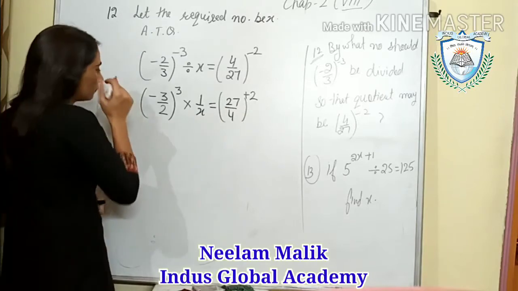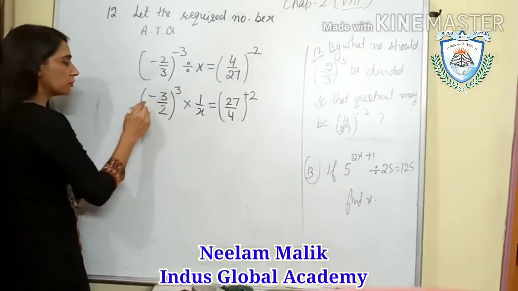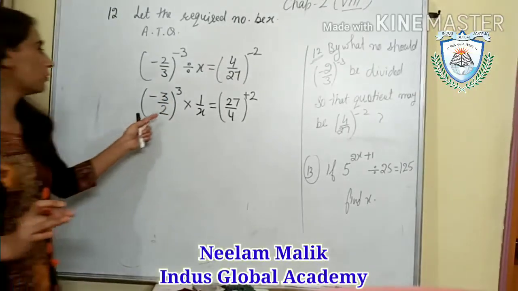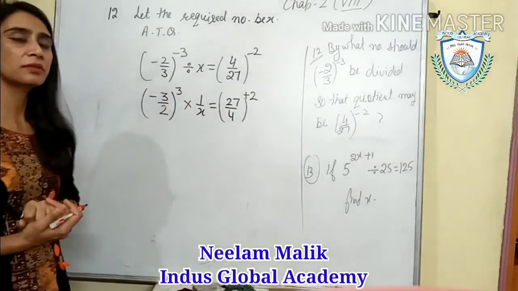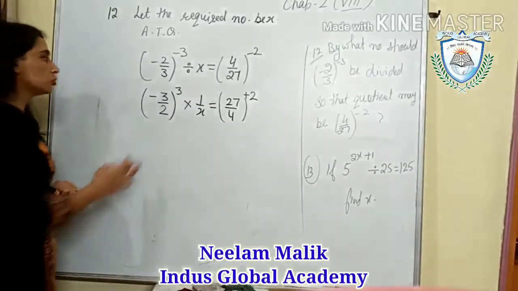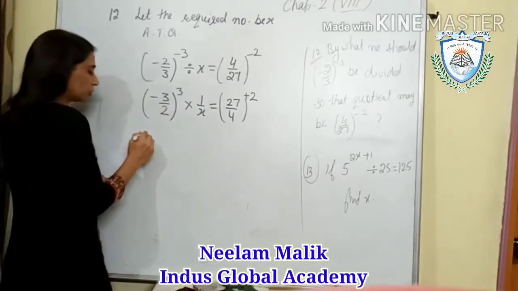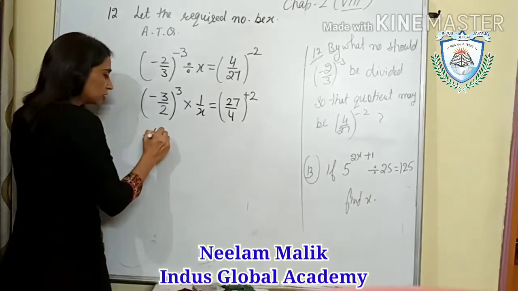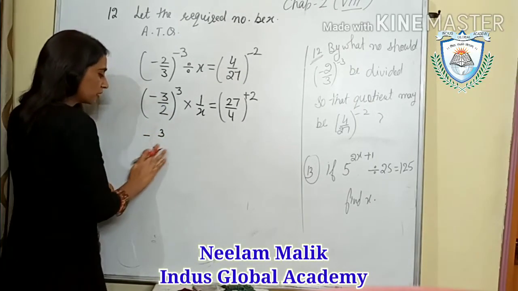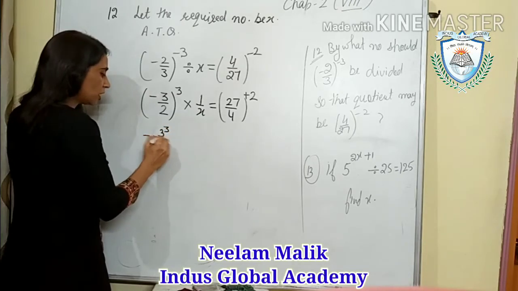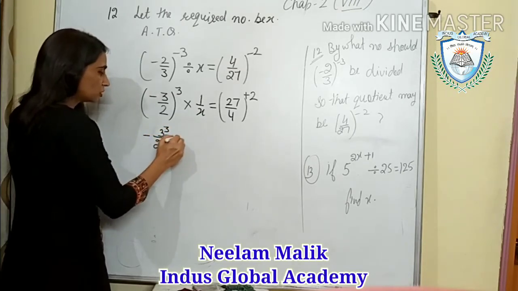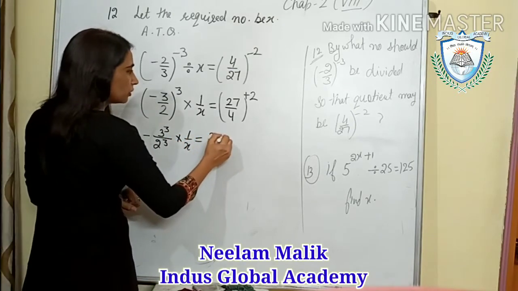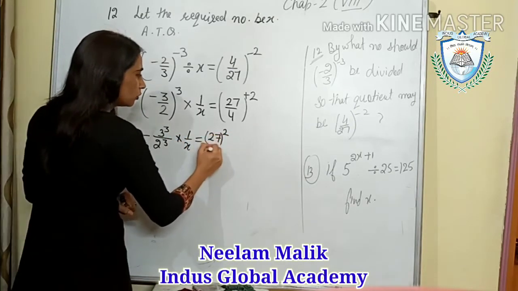Okay, so here first you can distribute the powers. Means if the power of a negative number is odd, then the answer will be negative. So I am putting the minus sign outside, and then (3/2) raised to power 3, into 1 upon x, is equal to 27 to the power 2 over 4 raised to power 2.